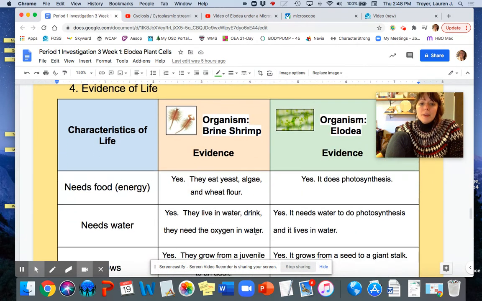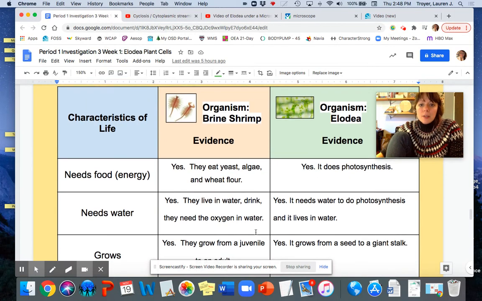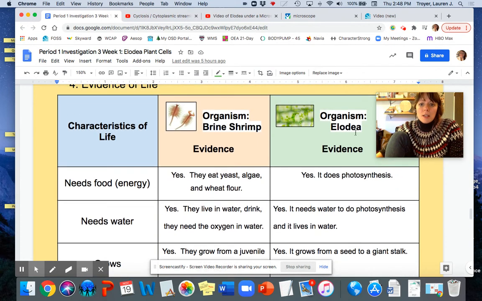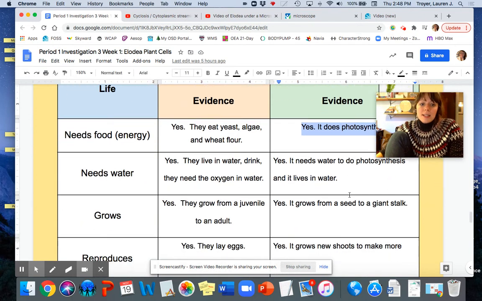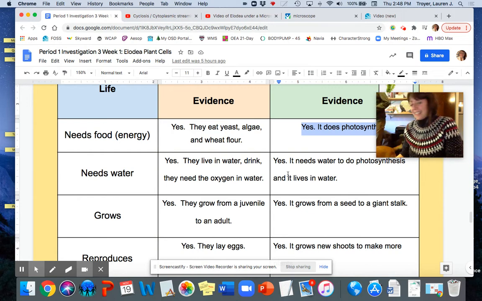All right, the last part of this science notebook compares Elodea and brine shrimp and the characteristics of life. So does Elodea need energy? Yes, it does photosynthesis. Does it need water? Yes, it needs water in order to do photosynthesis. Plus, it lives in water. Does it grow? Yes, Elodea grows. It actually sort of buds off and reproduces that way by cloning itself.